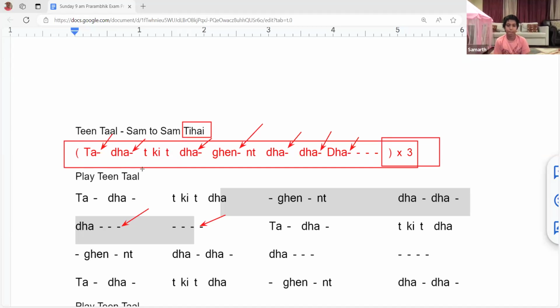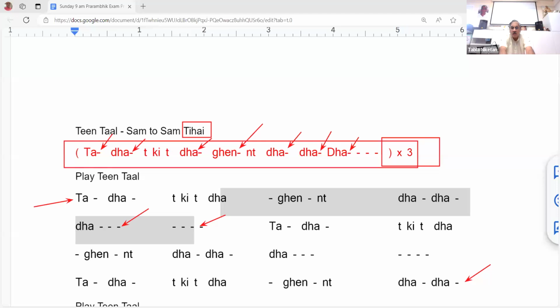So sum to sum means you start from the first beat of the tal, and you conclude on the first beat of the following cycle. From sum, you are traveling towards the sum, which is one cycle, one avartan, and it has to fit into one cycle only.